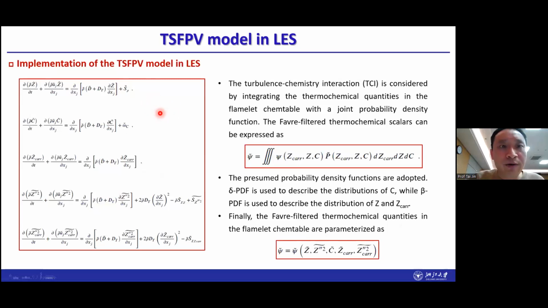Before, we described the implementation of the SCST model in the framework of DNS, which means that we don't need the tabulation models. Here for this case, we implement the SCST model in LES, and this is how to implement it. We have to solve five transport equations: the mixture fraction, the original mixture fraction, the progress variable, the carrier mixture fraction, and its variance. Just five equations, and the other routine is quite similar to before for the gas flamelet.